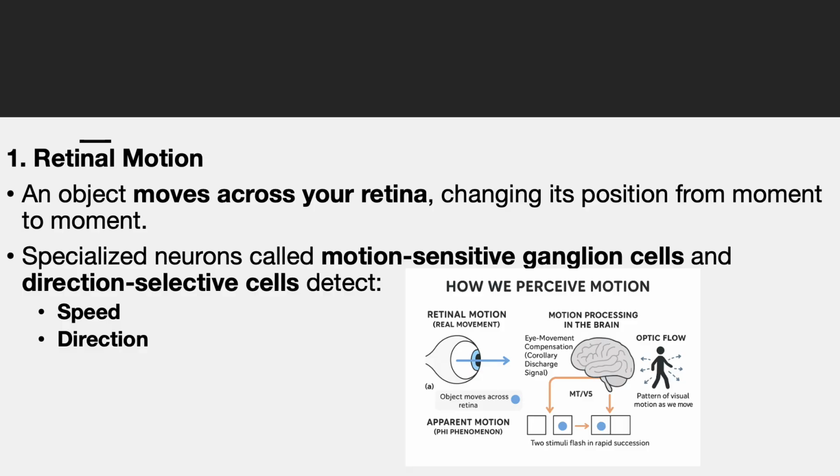The first one being retinal motion. This is when an object moves across your retina, changing its position from movement to movement. We have specialized neurons called motion-sensitive ganglion cells and direction-selective cells that detect speed and direction. For example, when you're watching a car drive by, its image sweeps across your retina, and that's how we perceive the motion.